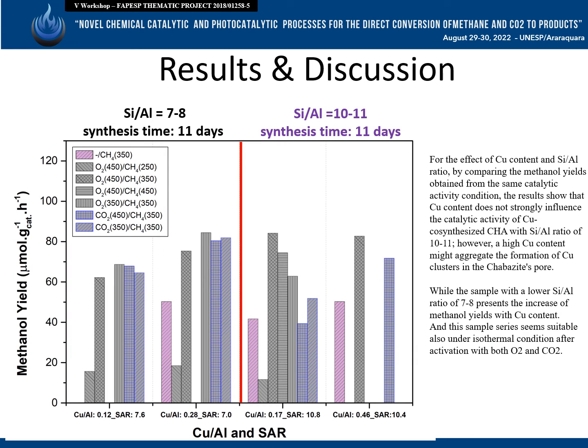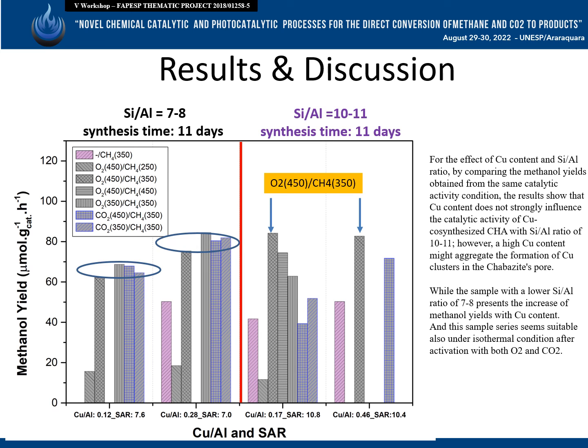For the effects of copper content and SAR, we compared the methanol yields obtained under the same catalytic activity condition. The results show that the copper content doesn't strongly influence the catalytic activity of the sample with SAR 10 to 11, but with SAR 7 to 8, the copper content seems to increase the catalytic activity of the sample.